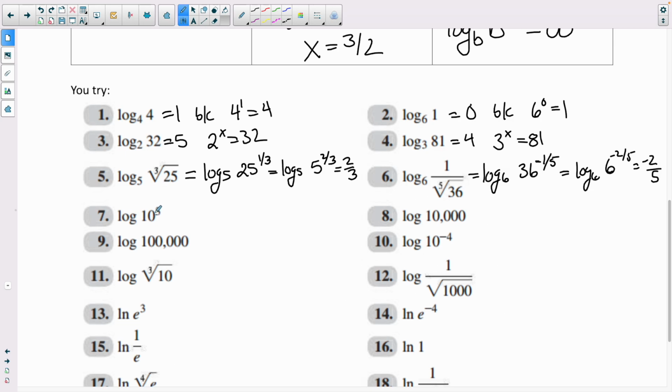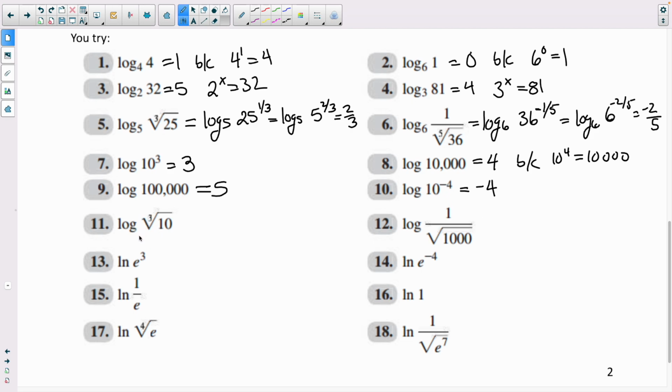Log of 10 cubed, so this is base 10, we don't write it. That's just 3. Log of 10,000 is 4. Again, because 10 to the 4th equals 10,000. Log of 100,000 equals 5. Log of 10 to the negative 4, negative 4.